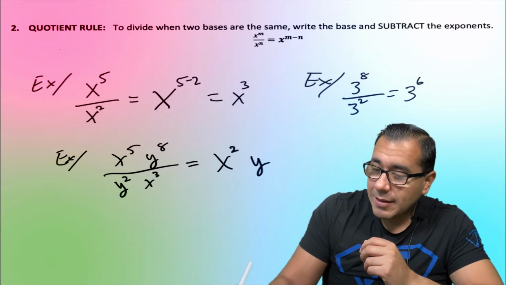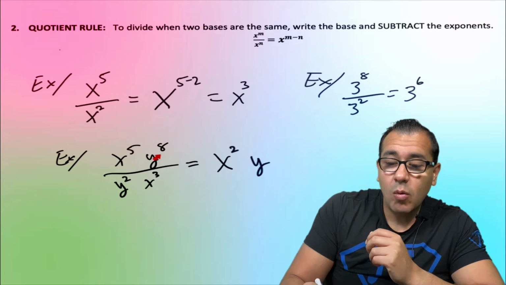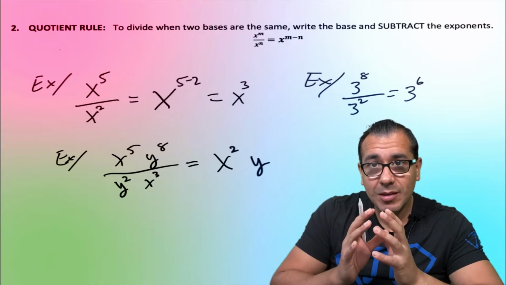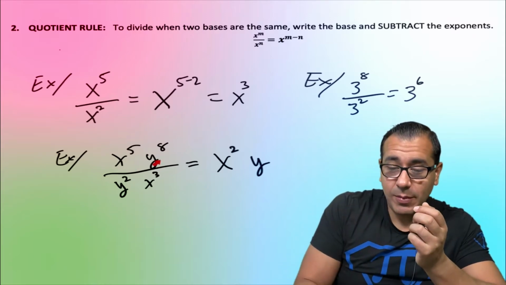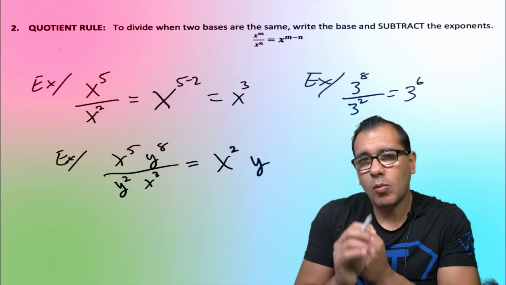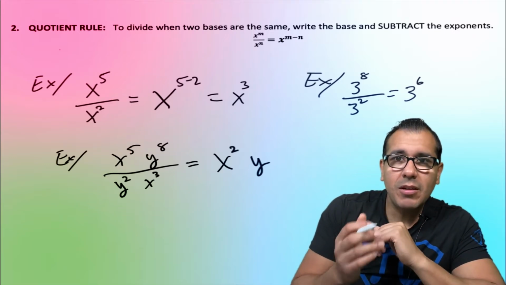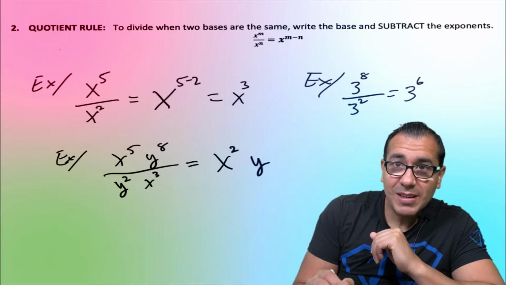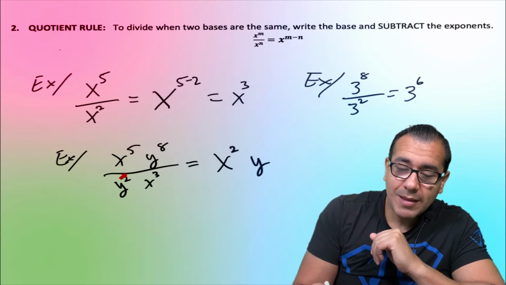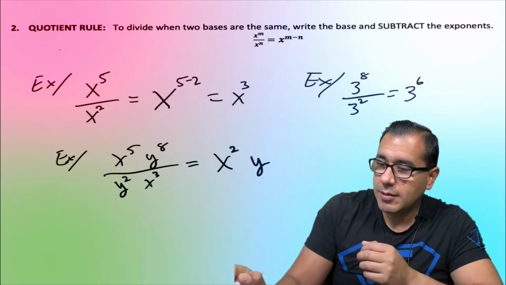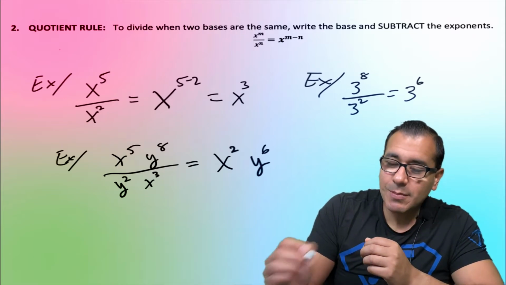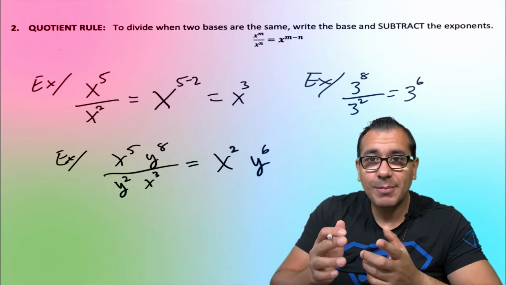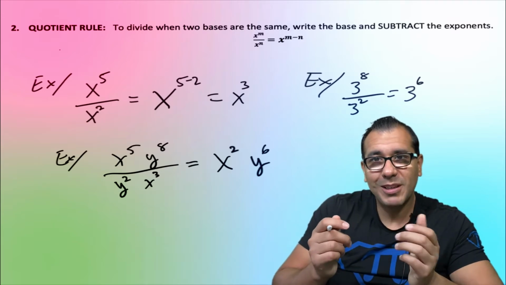And the y's, again, it doesn't matter where they're located, because these are being multiplied, we can move things around. So if you wanted to, you could change the order. But here, it's just to identify these have the same bases. So because they have the same base, I subtract the exponents. So I end up with y to the 6th power. That easy. Any questions? Good, follow me to the next example.